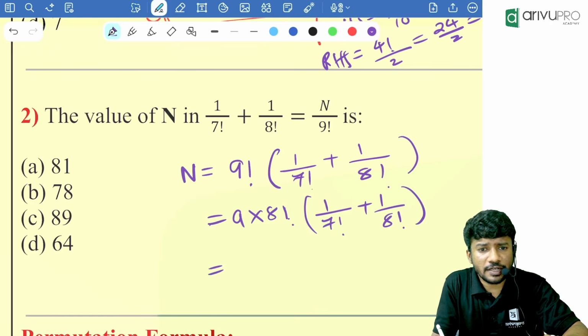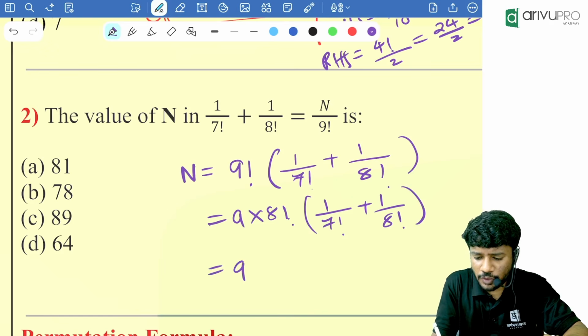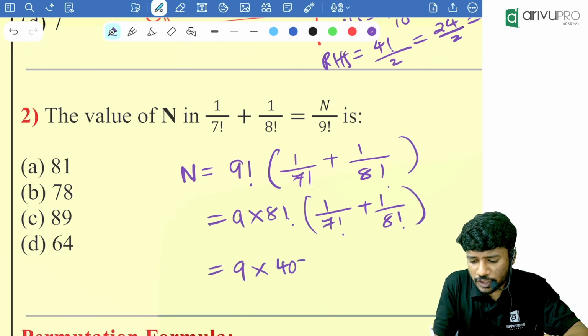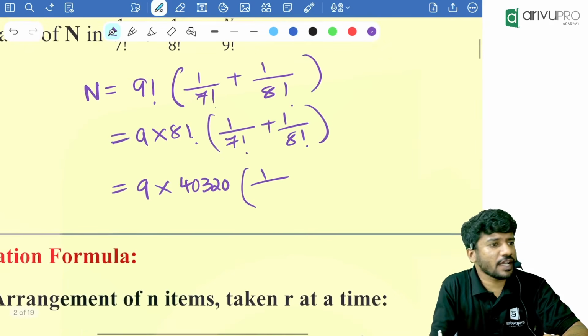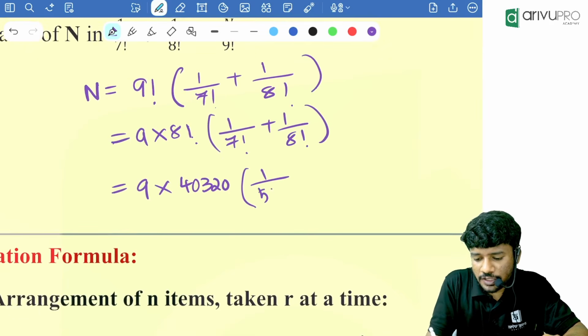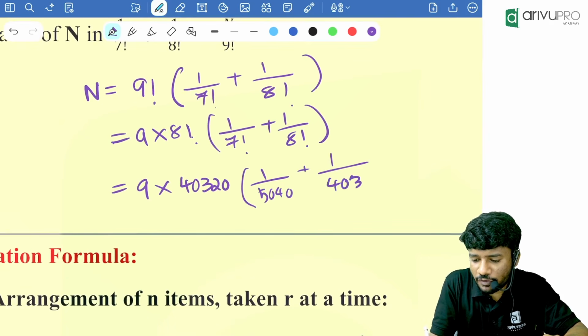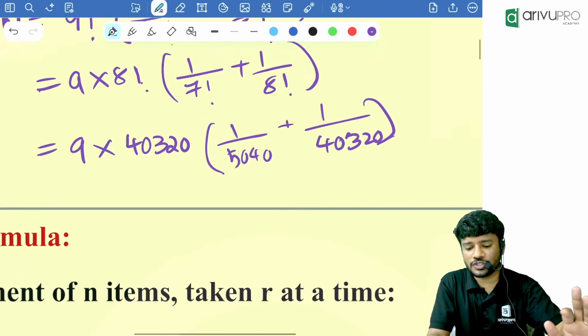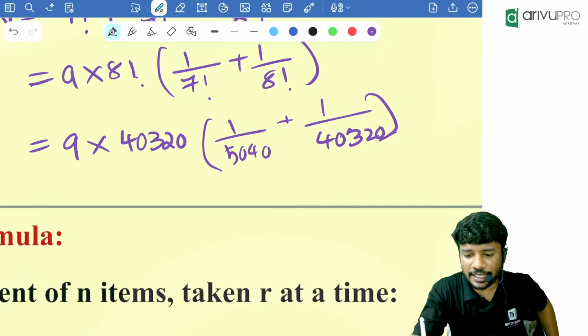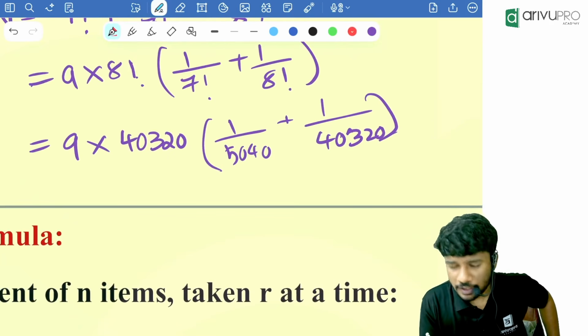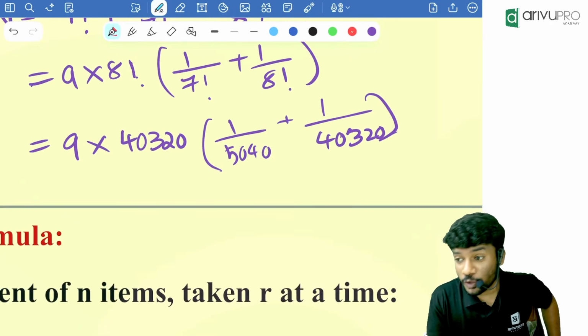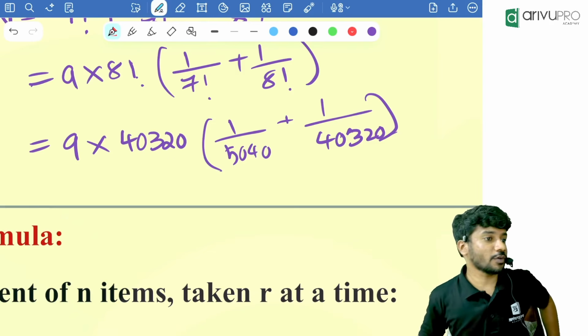Now we will use the calculator. I will just write the values for you. 9 into 40320 into (1 by, what is the value of 7 factorial, everyone? 5040 plus 1 by, what is the value of 8 factorial, everyone? 40320). Just use the calculator and get me the answer. 80.999. Correct. That means what? 80.9999 means 81.